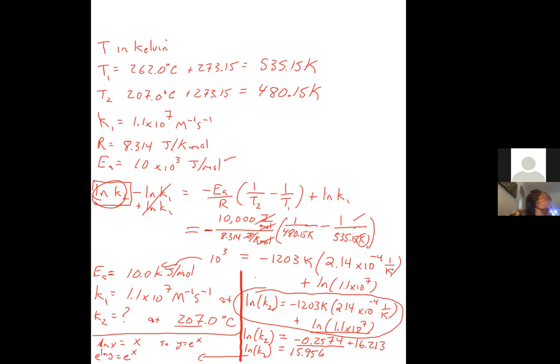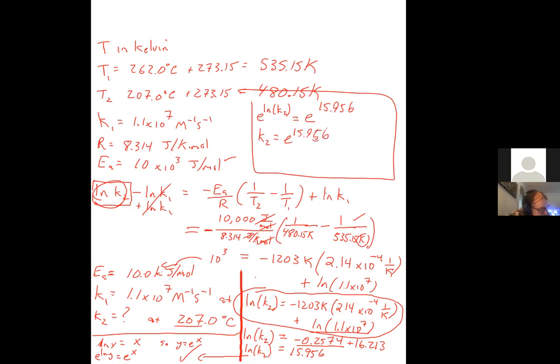So e to the ln, I'm not going to do it down here. I'm going to move it up here because we've got some more room. E to the ln of K2 is going to equal e to the 15.956. But e to the ln, they eliminate each other. So you just get K2 is e to the 15.956. Now you can't enter it in like this. Mathematically, that's a number. But you've got to express it in decimal notation, or scientific notation. So what you do is you take 15.956 and you do e to the x.